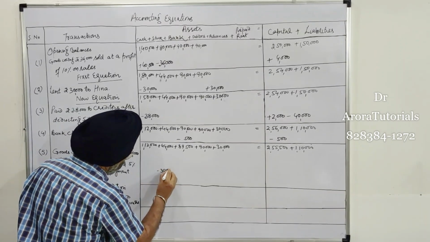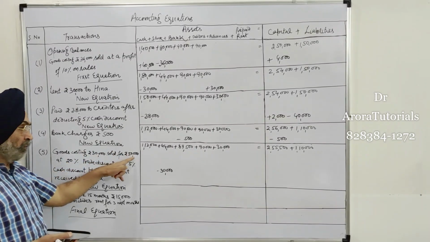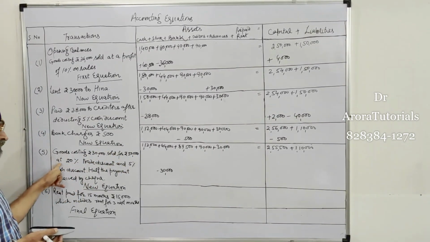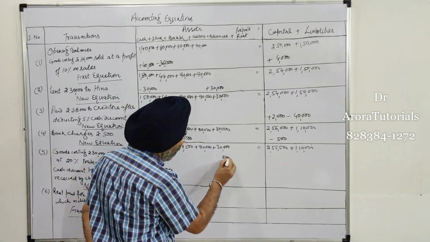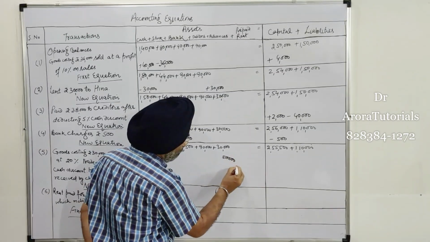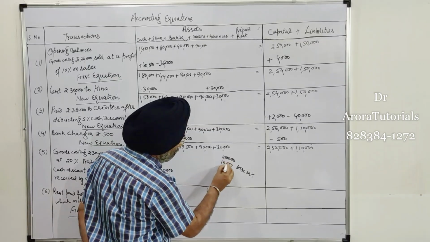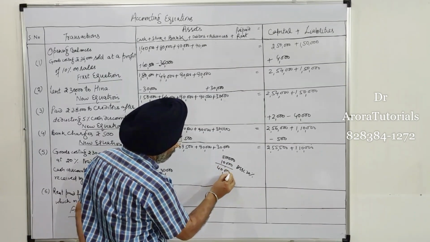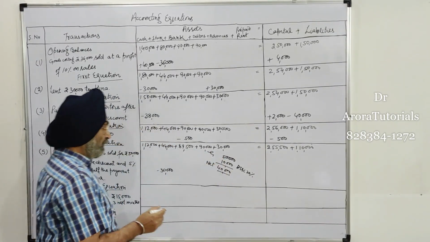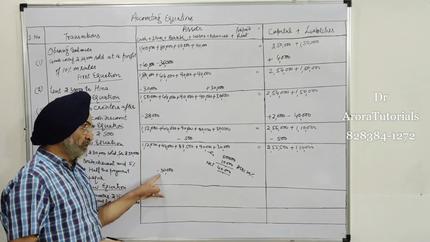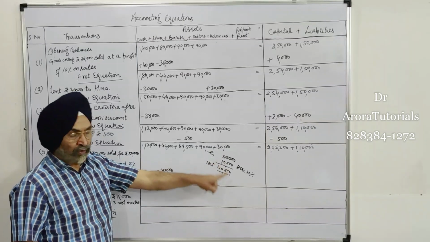30,000 is the cost of the goods sold. We sold for 50,000 but at a trade discount of 20%. 50,000 was the selling price, but we gave 20% discount. So 20% discount means 10,000 discount we gave. The gross price was this, net price was 40,000. It means goods costing rupees 30,000 are sold for a net sale price of 40,000.